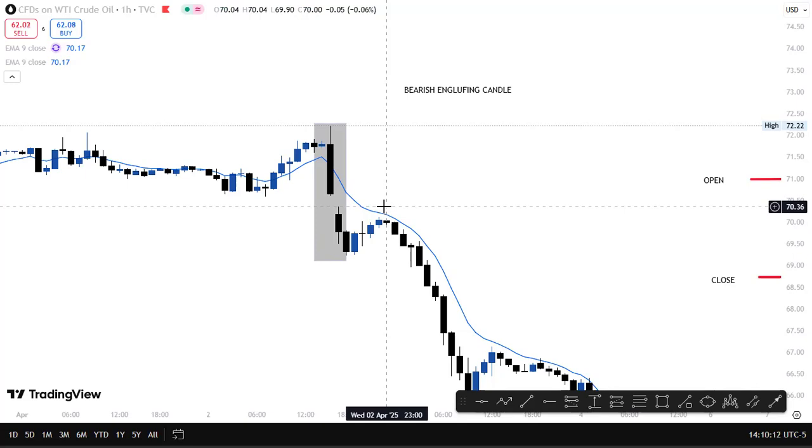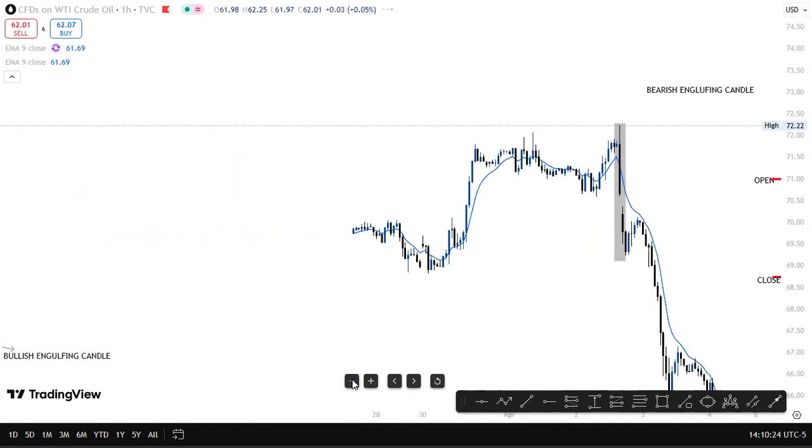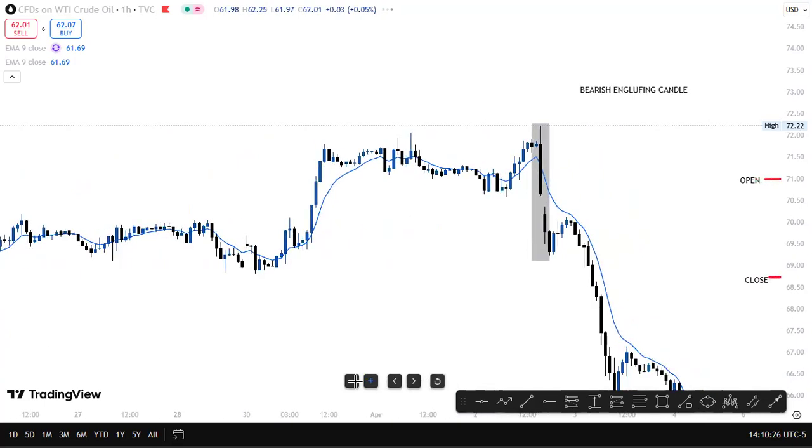And note, when these patterns occur on the chart, especially at the top of an uptrend or at the bottom of a downtrend, there's always a possible reversal that might happen in the market, right? There's always a possible reversal that can happen in the market. So let's give an example.